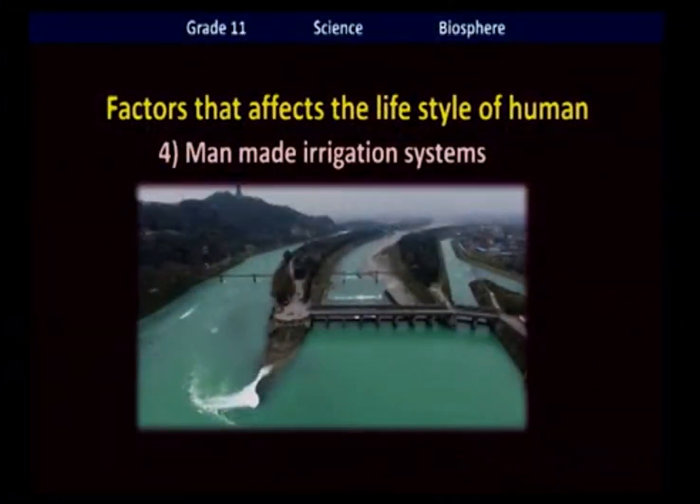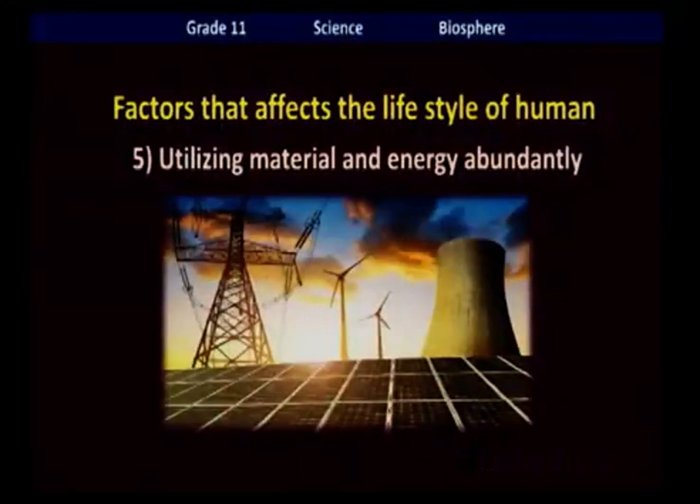Number 4, man-made irrigation systems. Instead of depending on natural rainwater, there are man-made tanks, ponds and reservoirs. That can sometimes lead to floods, and improper use of these irrigation systems can affect the lifestyle of humans.